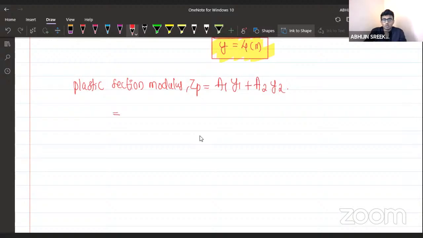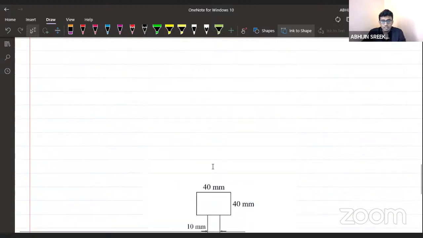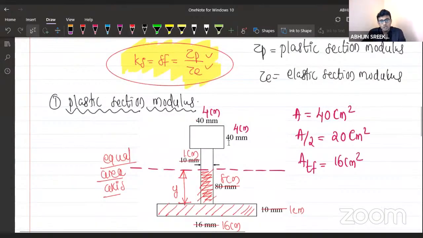So which will be equal to, I need your answers. You can try this and get me the answers. For this, we need to see the figure. What is A1 here? 4 by 4. What is Y1? From here, what is the distance? We know if this is 4, this will also be 4 centimeter. Why? Because the total depth of the web is 8. This is 4, this is 4, and this is also 4.